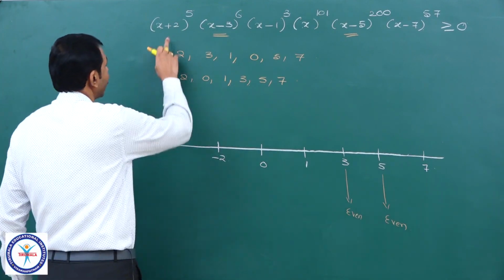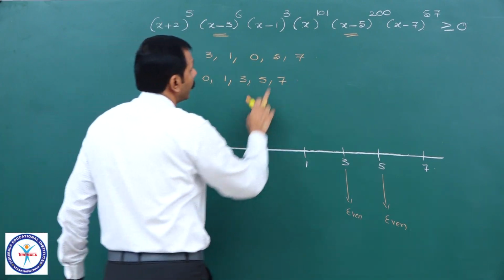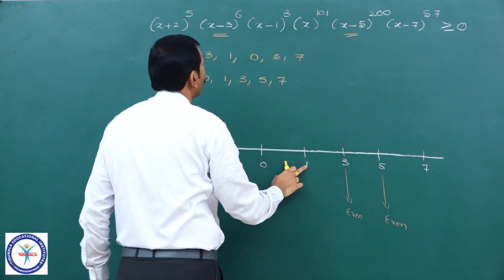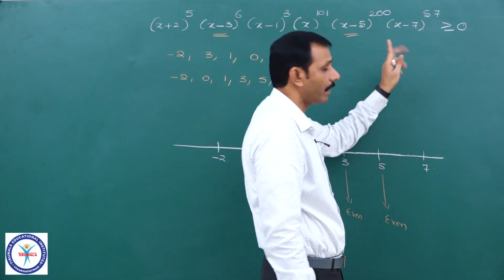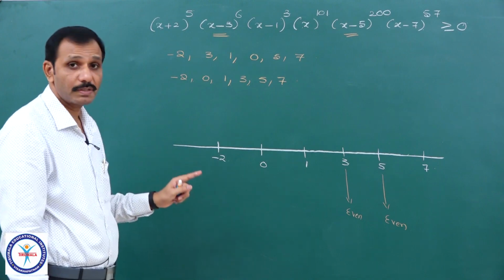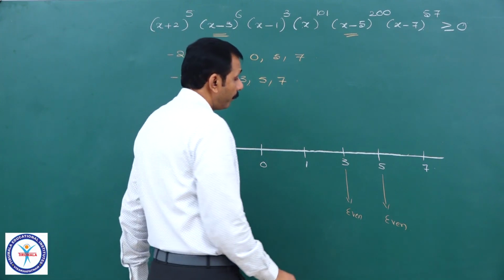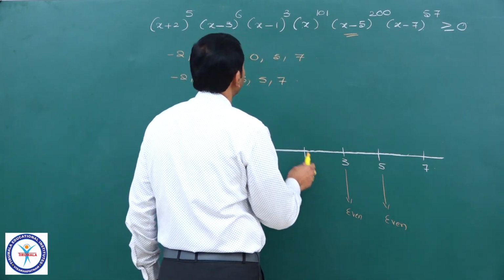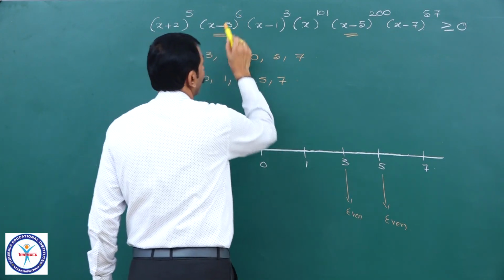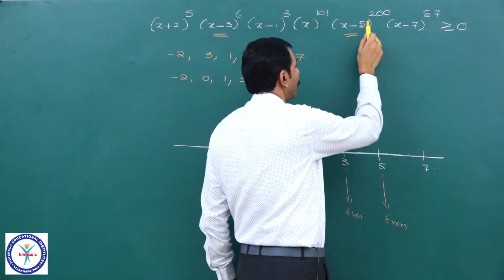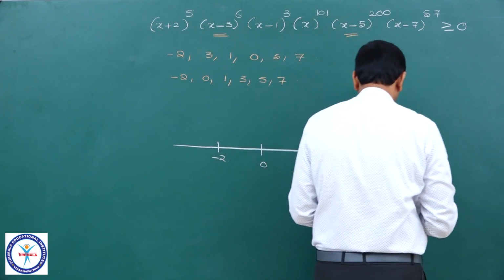And remaining all are odd only. For -2, it is whole power 5, 0 is whole power 101, 1 is whole power 3, and 7 is whole power 57. For all of those, the power is odd. Where it is even, x minus 3 whole power 6 and x minus 5 whole power 200. Now, see this.